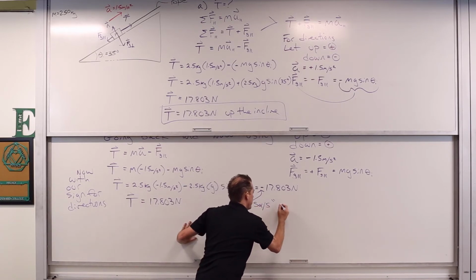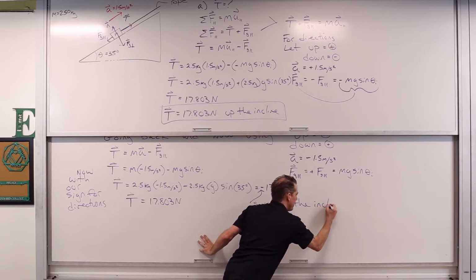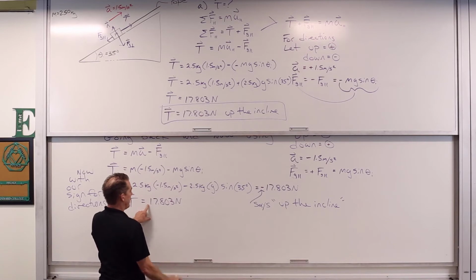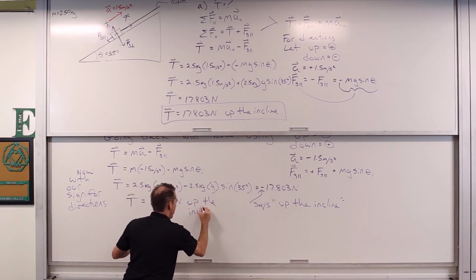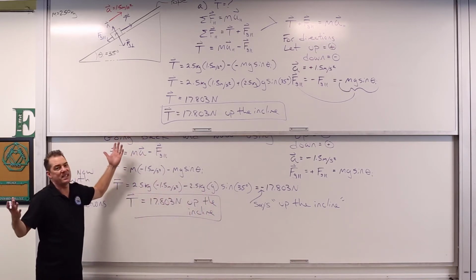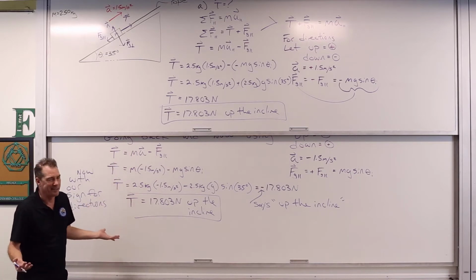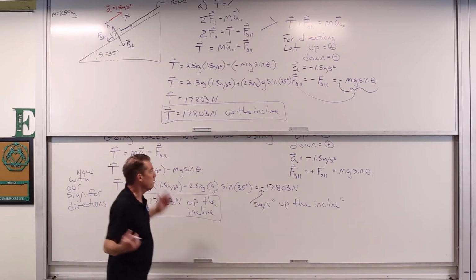It says up the incline. So we get rid of it here and we state it out. Up the incline. So overall, what do we get? We get the same exact answer. We just flip the sign conventions that we use. It doesn't matter. It still works out because we keep track of it and we take it into account.